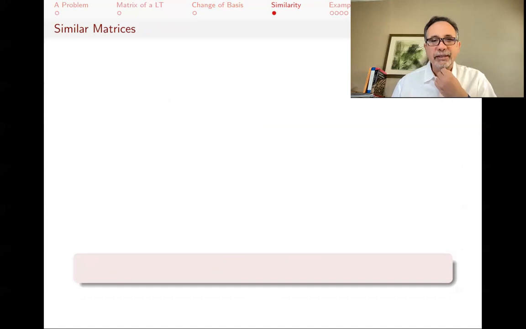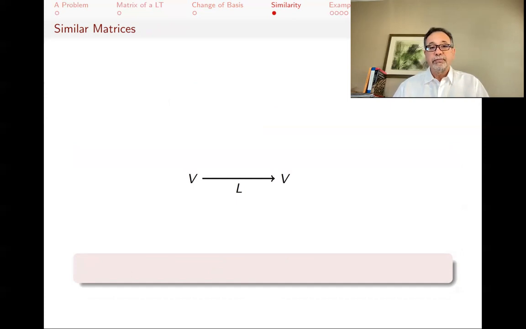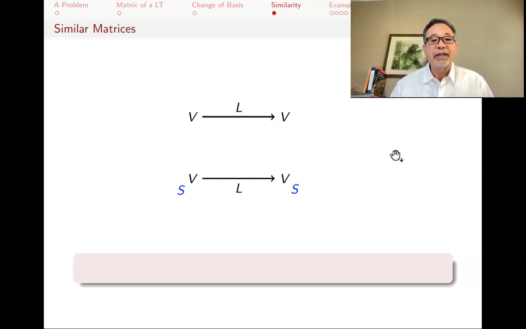Finally, let me remind you what similar matrices are. So you have a linear transformation from V to V, a linear operator that takes elements of V and gives you elements of V, and you have a certain basis S for this vector space V. With respect to this basis, this linear transformation will have a matrix, but you might also think of another basis for the vector space V, and L with respect to that basis will have a different matrix.